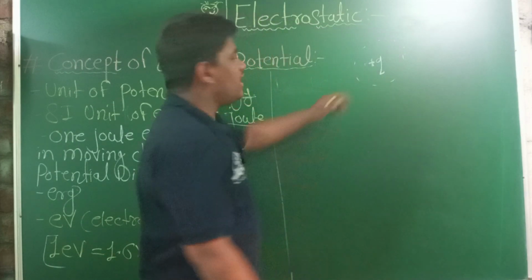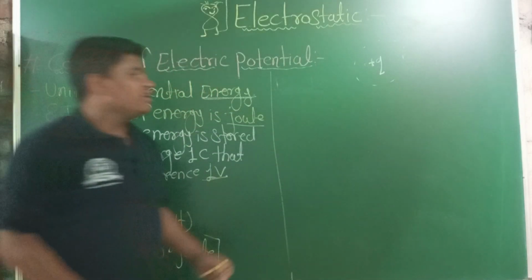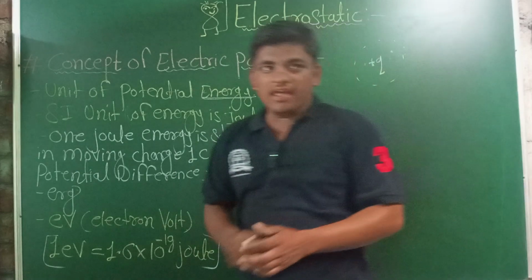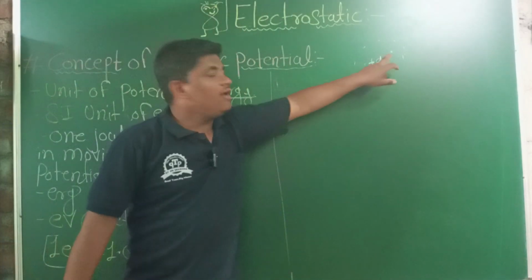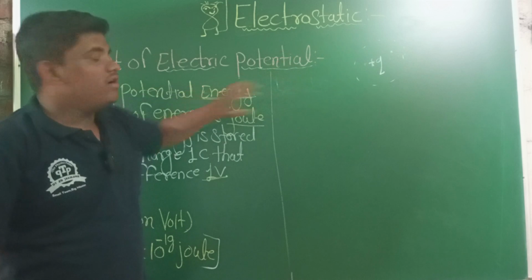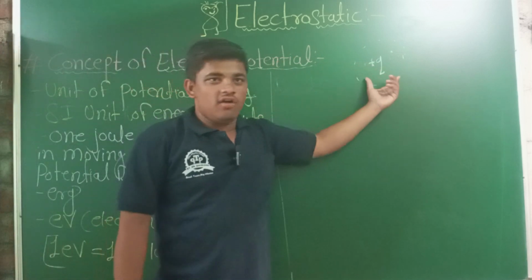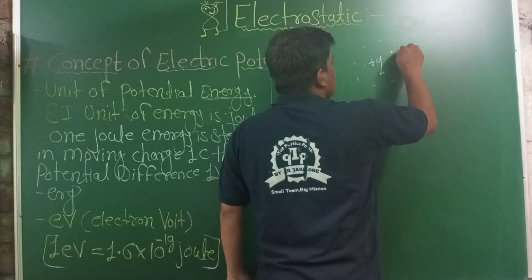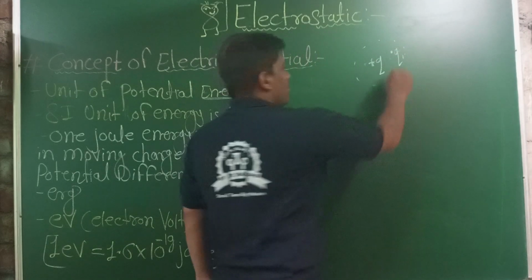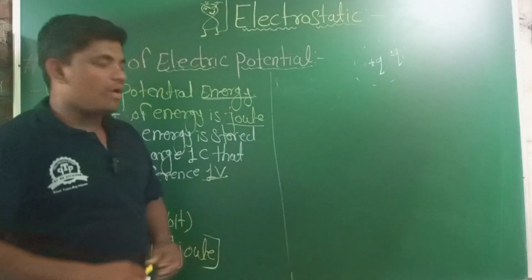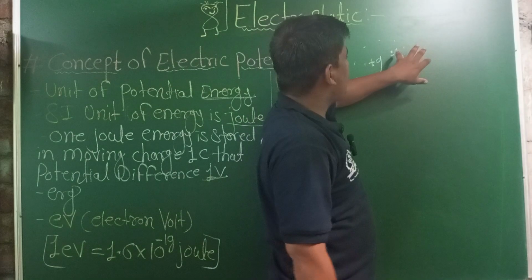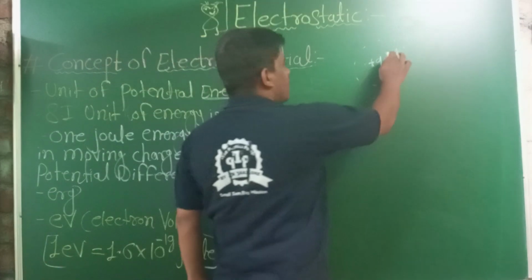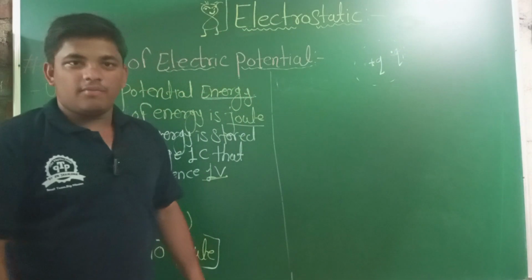Then the electric potential at any point in the electric field is defined as the work done in bringing a unit charge from infinity to that point. From infinity, bringing this unit charge, Q, whether minus or plus, we don't worry about it, to that point requires some work done. Work done is also the electric potential.